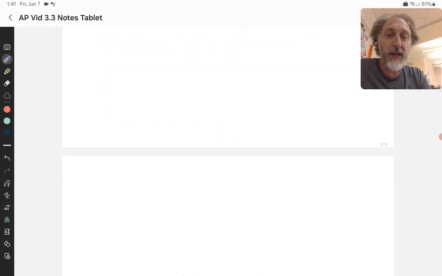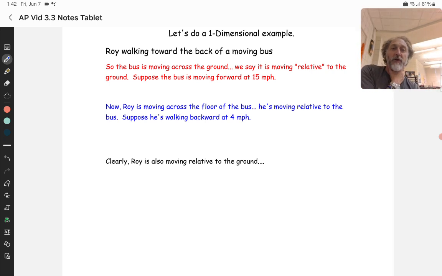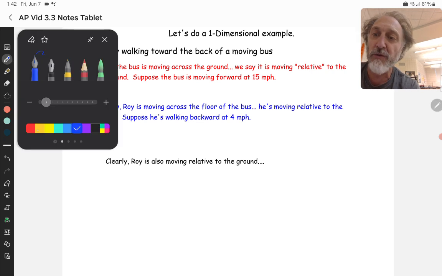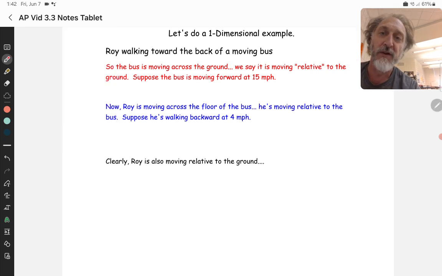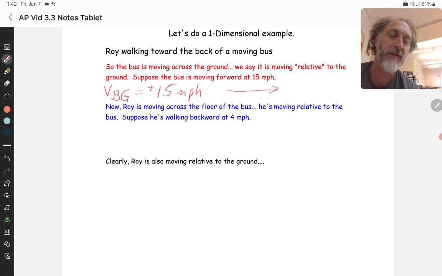First of all, let's take a look at 1-dimensional motion. In this one, we've got Roy walking towards the back of a moving bus. The bus is moving across the ground, so we would say that it is moving relative to the ground. Suppose the bus is moving forwards at 15 miles per hour. The way we're going to write this is the velocity of the bus relative to the ground is 15 miles per hour. It's forward, so I'm going to draw a little arrow to keep track of that and put a little plus sign there to communicate that I thought about the sign.